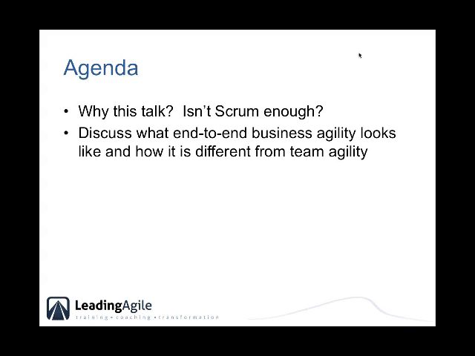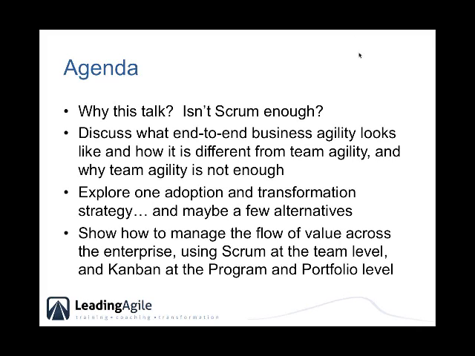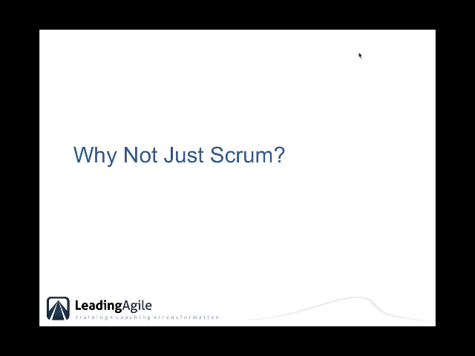Right after this, I want to talk about what end-to-end business agility looks like, how it's different from team-level agility, and why team-level agility isn't enough. I want to explore one adoption and transformation strategy and maybe a few alternatives. This is a case study around one particular company that I'm working with and another one we're just getting started with, and some of the issues those guys are having. So I'm abstracting that out and blending some ideas a little bit. Last but not least, I want to show how to manage the flow of value across the enterprise using Scrum at the team level and then Kanban at the program and portfolio level.